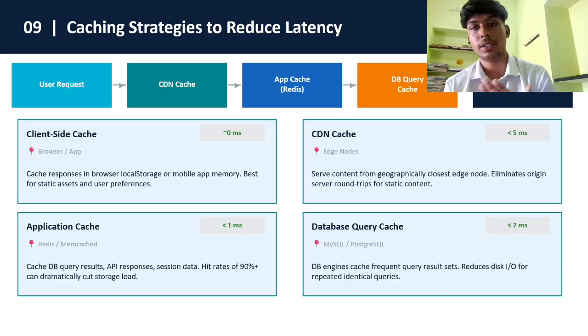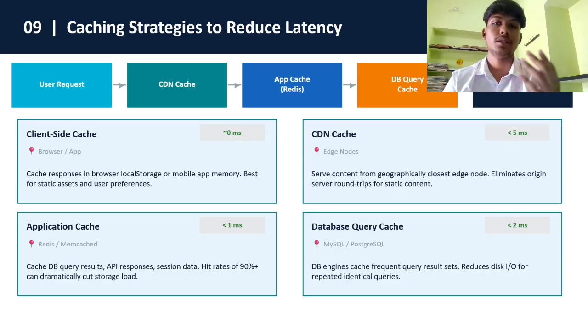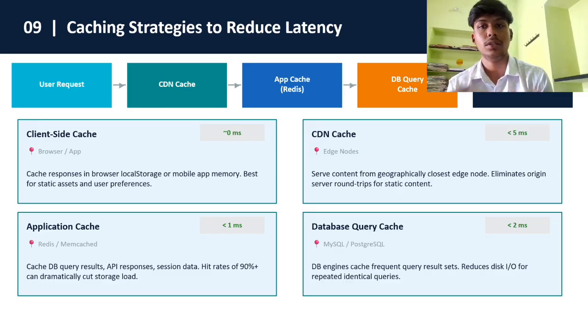The next one is the application cache, using Redis or Memcache. This is where your backend caches database query results, API responses, and session data in memory. Under 1 millisecond. If 90% of your queries are answered by Redis, your actual database barely has to work. So this is the application cache using Redis or Memcache.